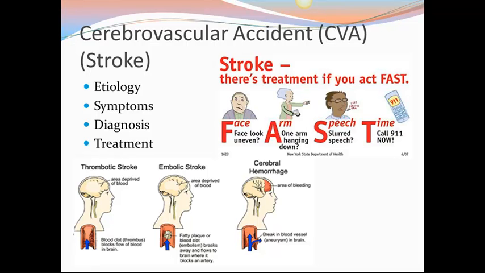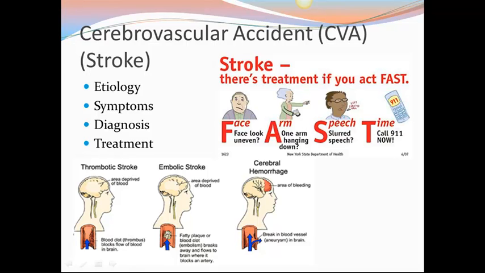Cerebrovascular incident, or CVA, also called a stroke. The etiology is due to poor blood supply to the brain. There are three common causes. There is a cerebral thrombus, which you can see here. The area is deprived of blood due to a blood clot that blocks the flow of blood to the brain. A cerebral embolism, which also deprives the area of blood, and this is a fatty plaque or blood clot that breaks away from and flows to the brain where it blocks an artery.